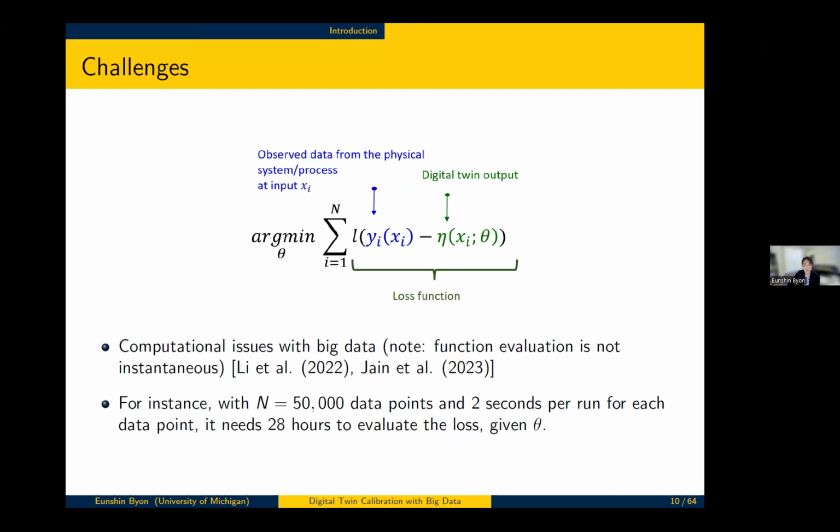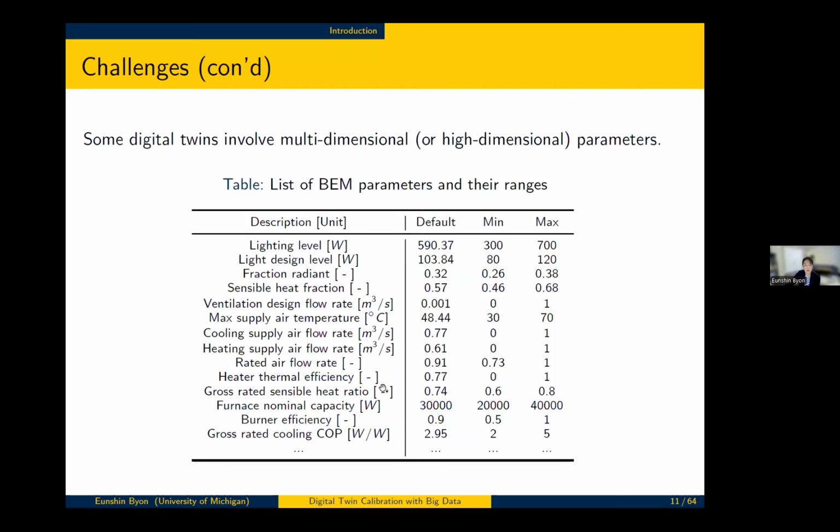Still, it takes 28 hours to evaluate this loss function at one theta. So this can be quite computationally heavy. Another challenge is that in the wind farm wake model, we only have one parameter, but depending on the application, we could have multiple parameters. For example, in the building energy model, we have about 30 parameters. So some digital twins involve multi-dimensional or even high-dimensional parameters.